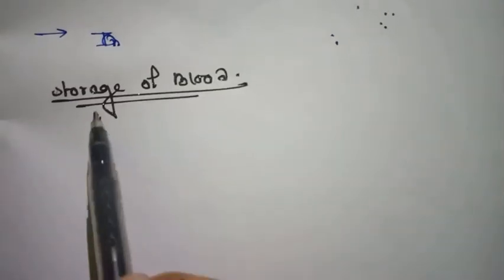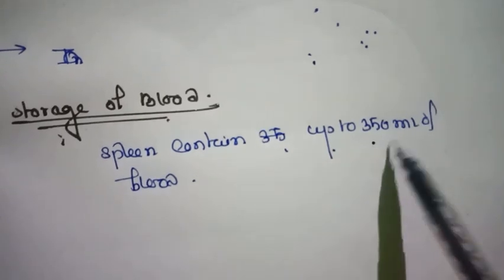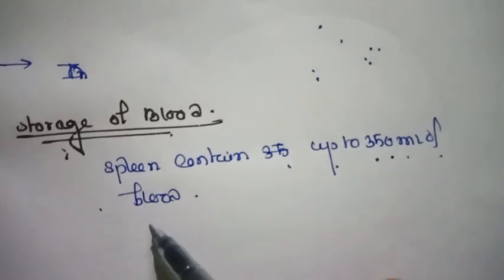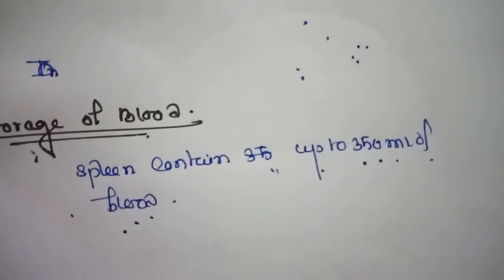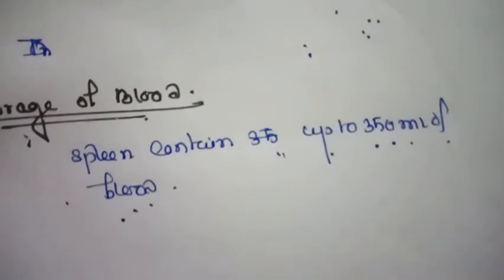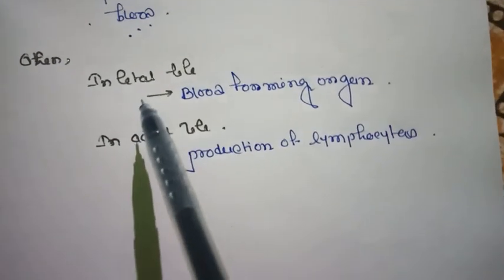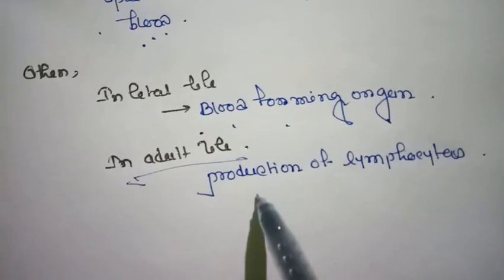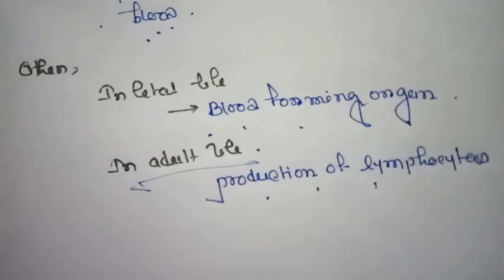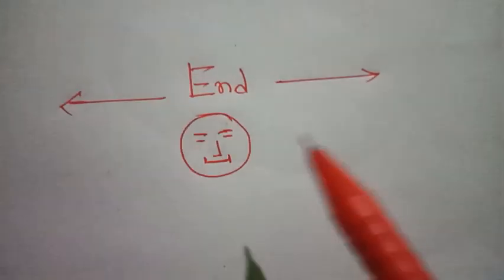The next function is storage of blood. The spleen contains up to 350 ml of blood, and in response to sympathetic stimulation it can rapidly return it into the circulation. Other important functions: in fetal life it is a blood-forming organ, and in adult life it produces lymphocytes. So this is all about the anatomy and physiology of the spleen.